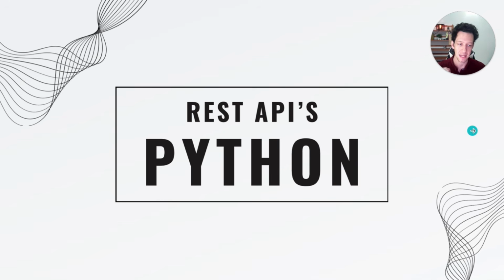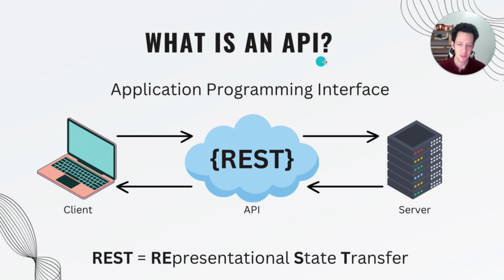So REST APIs in Python. Firstly, what is an API? An API stands for Application Programming Interface. And really, we are on the computer. We are the client, and we are making a request to the server, and the server is giving us back information. Now, this middle part, this is that API part. It's allowing us on the front end to interact and make a request, go to the backend, our database, find some information, and give it back to the front end.